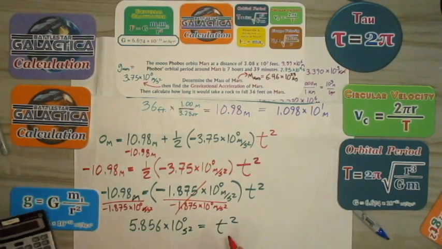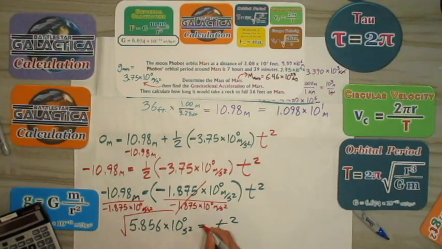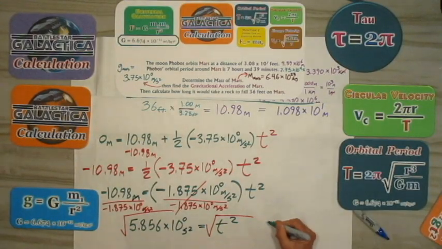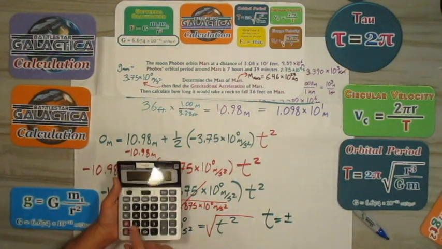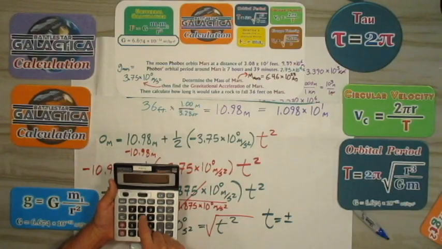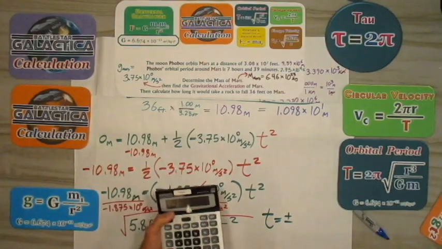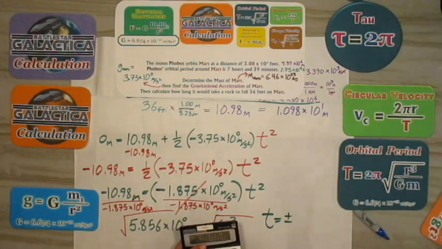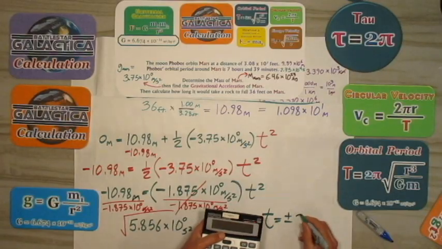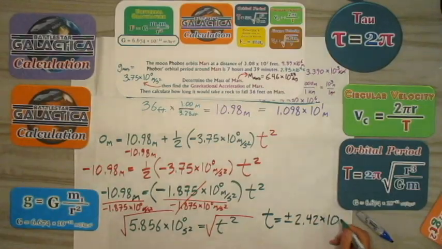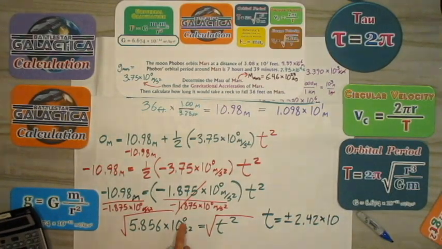So now we've got to take the square root of both sides, and obviously that's going to give me t. When we take a square root, it's technically equal to plus or minus the value. So 5.856, square root, and I get 2.419. Now I think at this point, I'm just going to round it to the hundredths place: 2.42. And then, what happens when we divide 10 to the 0 by 2?